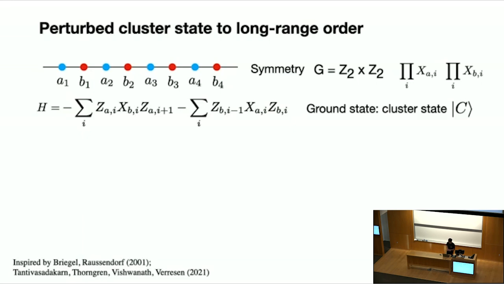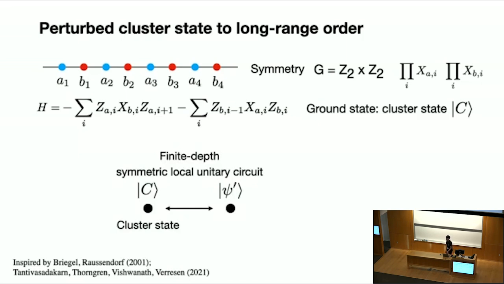That is the Hamiltonian you have, and you can check the Hamiltonian satisfies two different symmetries. That is, it is invariant under the global spin-flip symmetry on sublattice A, and also the global spin-flip symmetry on sublattice B. And the ground state of this Hamiltonian is the so-called cluster state, which can be prepared from a product state using a constant depth circuit.